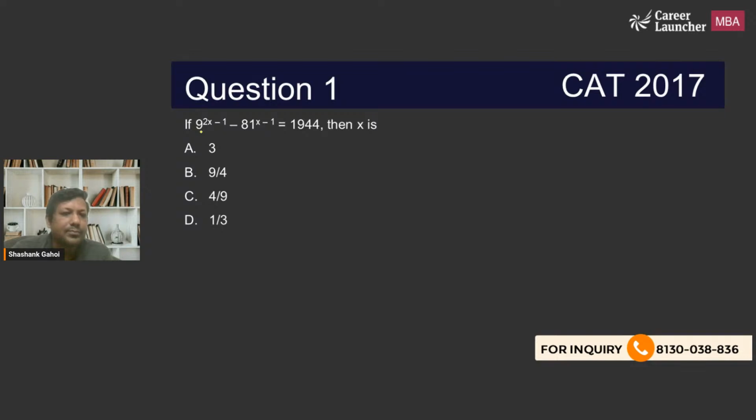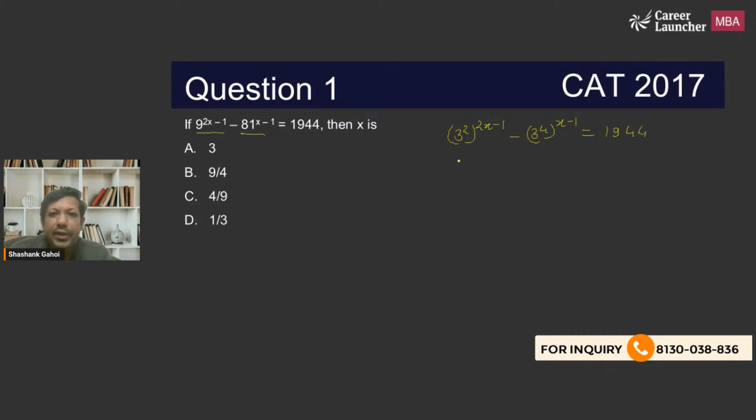So first of all, this is 9 power 2x minus 1, and 9 is 3 square, right? So I'm going to write it as 3 square power 2x minus 1. Okay, minus 81, which is 3 power 4, that is x minus 1, and that is equal to 1944.